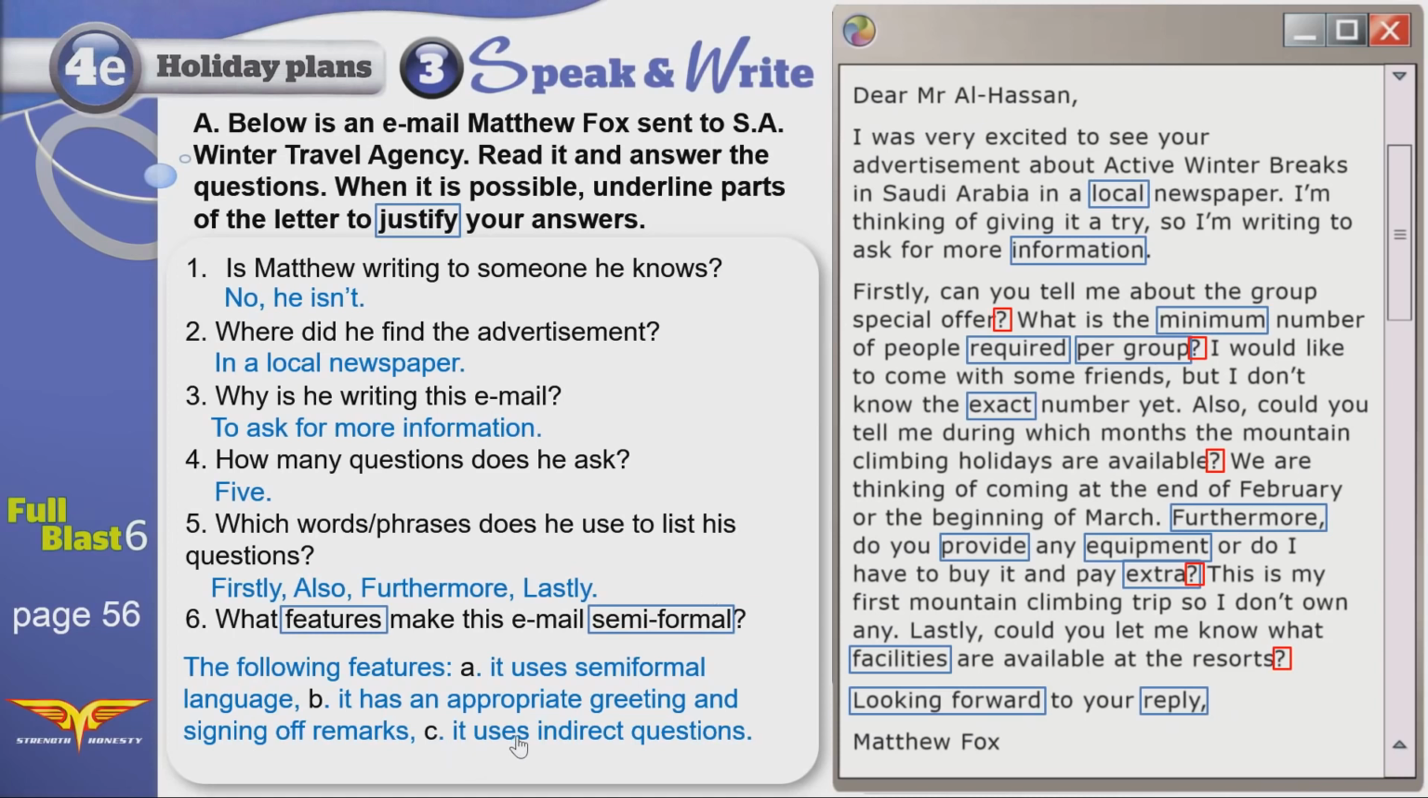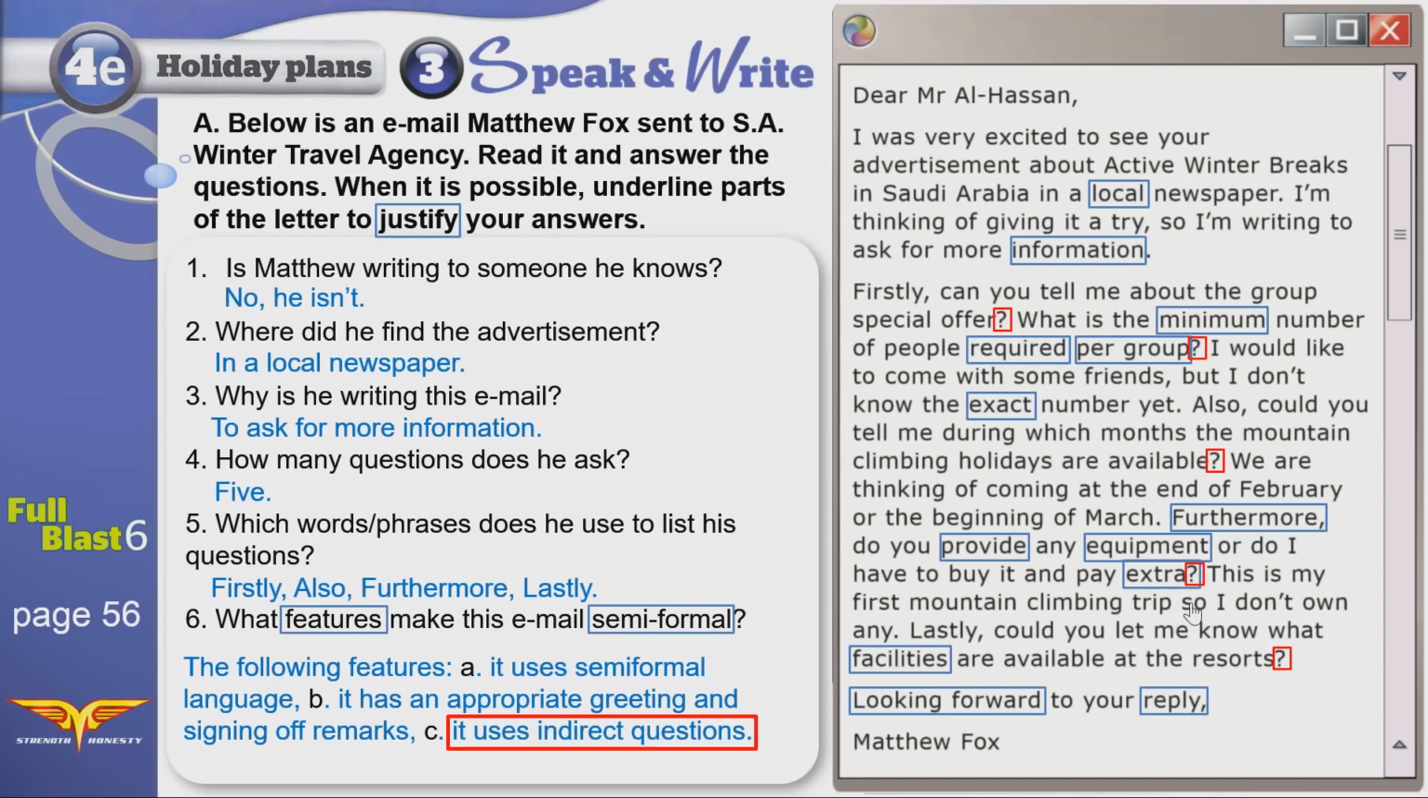C. It uses indirect questions. Where are the indirect questions? Look at this question. Could you let me know what facilities are available at the resort? This question is indirect. How do we make it a direct question? By saying, what are the available facilities? This is a direct question. But in here, it's indirect.